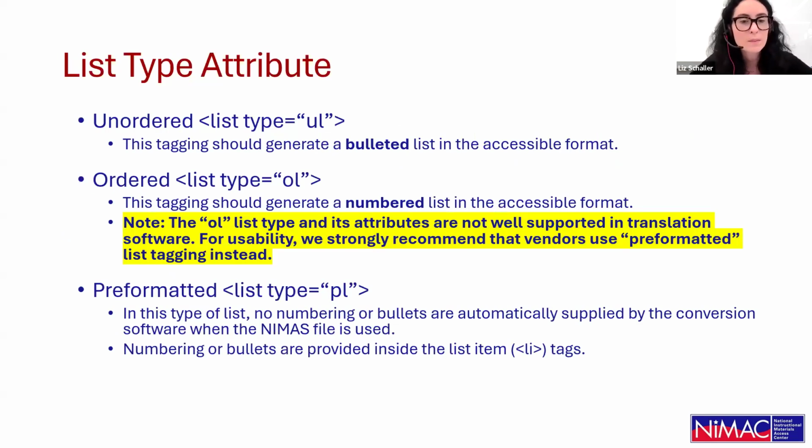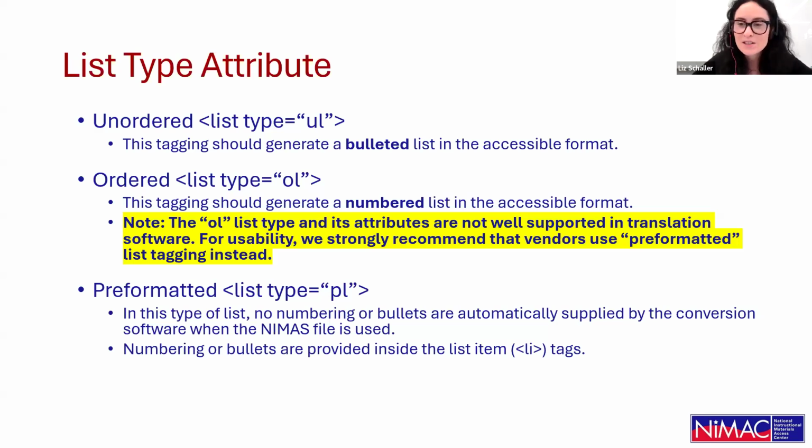The unordered list type should generate a bulleted list in the accessible format production process. So this is the list type you would use for just a basic bulleted list. The ordered list type should, emphasis on should, generate a numbered list in the accessible format. Now, what we know after doing some extensive testing in various conversion softwares is that this list type is not recognized by most conversion softwares. And so the numbering in the lists ends up being missing.